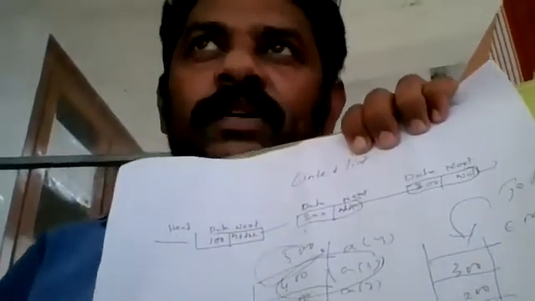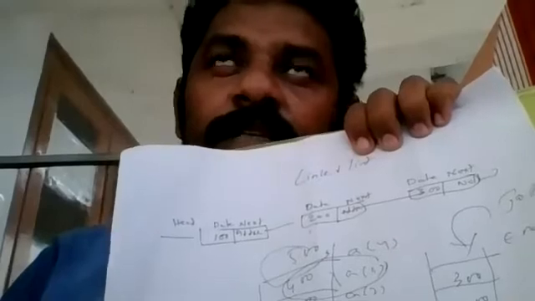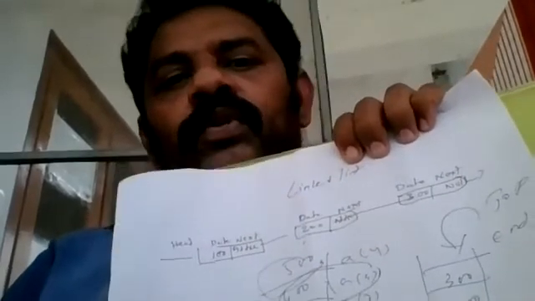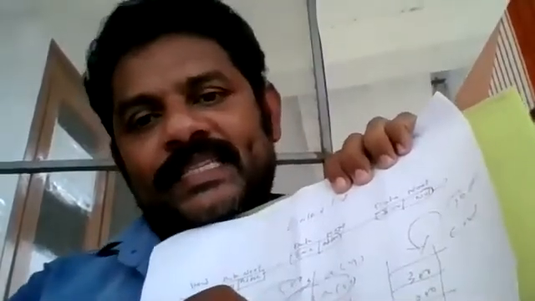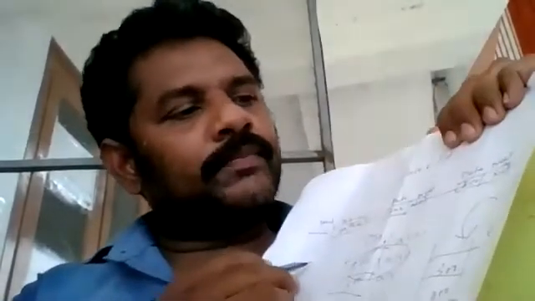This is called a last in first out structure, so it is called LIFO. Last in first out means LIFO. This is called a stack.